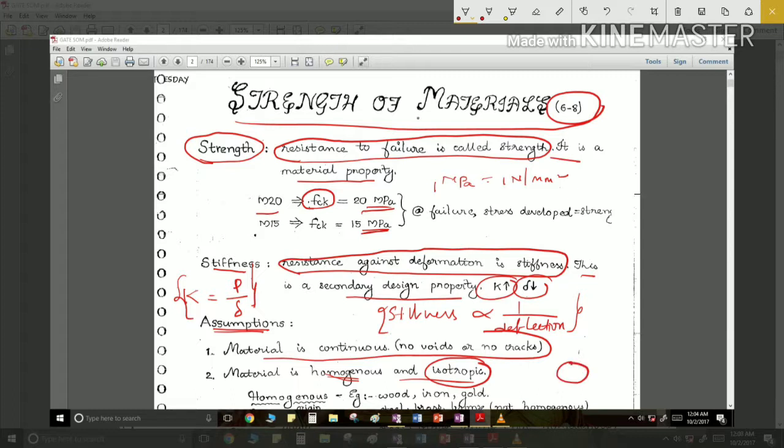For example, let the object be like this. Here it is elastic, but here it is inelastic, then it is not isotropic. So isotropic means exhibiting the same properties at any point anywhere in the material.